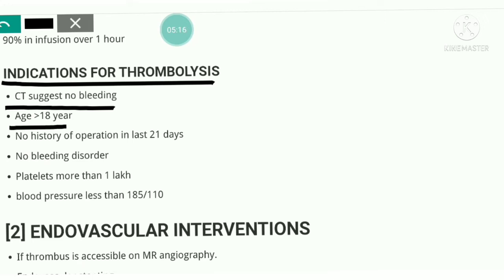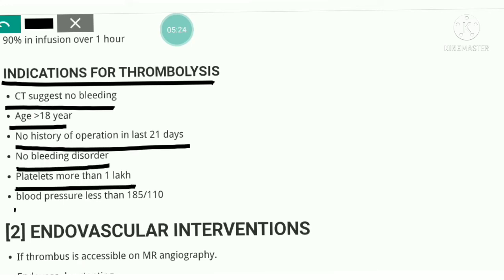Age should be more than 18. No history of operation in the last 21 days. No bleeding disorder in the patient. Platelets should be more than 1 lakh, and blood pressure should be less than 185 by 110. Systolic should be less than 185 and diastolic should be less than 110. If it is more than 185 by 110, then we can reduce it by antihypertensive medication below 185 by 110, and then we can do thrombolysis.